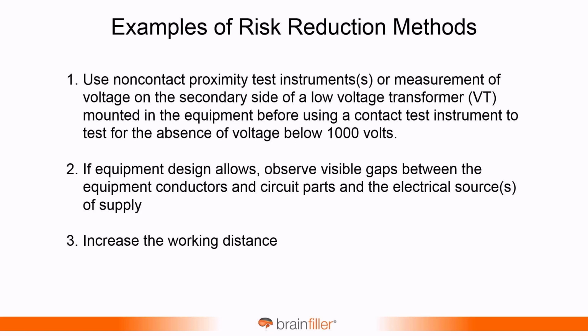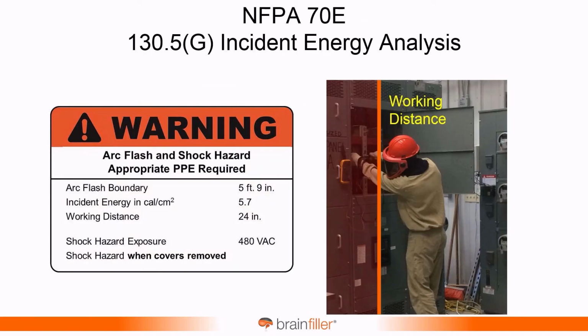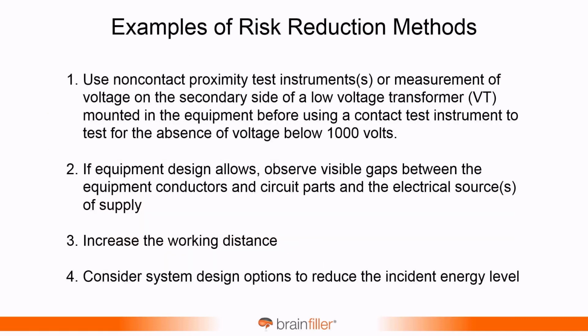Increase the working distance. Now the working distance is really critical for a lot of this, because the working distance, when someone calculates the incident energy, it's actually based on the distance from the source of the arc flash to the worker's torso and head. And so increasing the working distance, if possible, may go a long way towards helping out. Another example of risk reduction method, consider different design options. Maybe use some type of current limiting device. And remember, I mentioned IEEE 1814. That's going to be coming in, and that's going to give us some options.